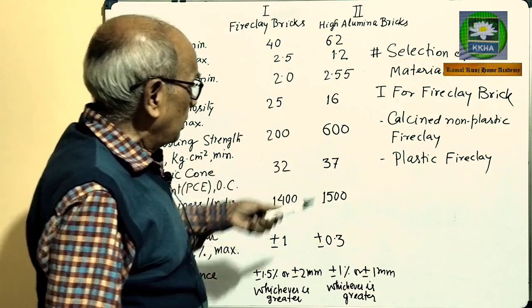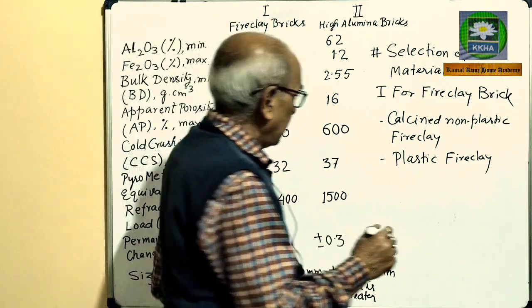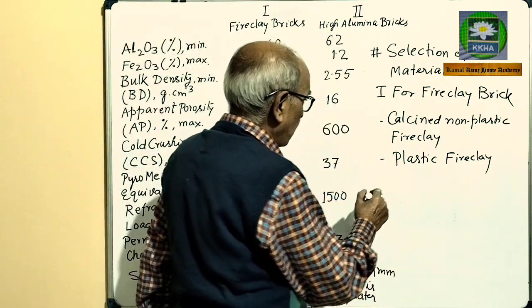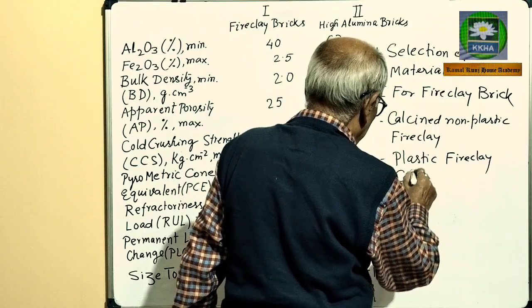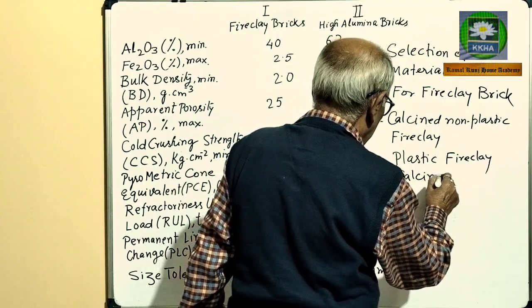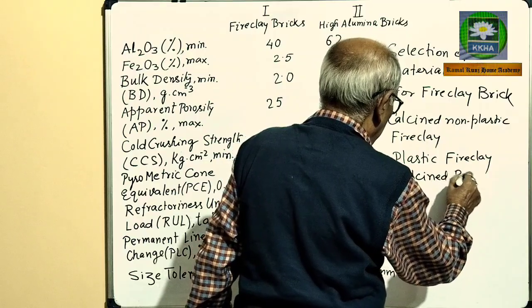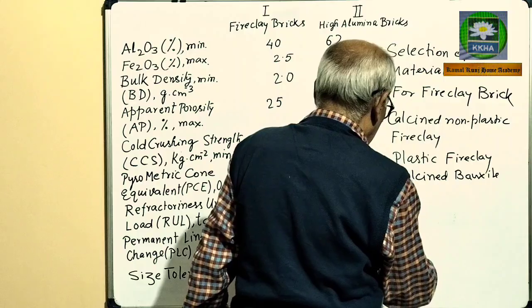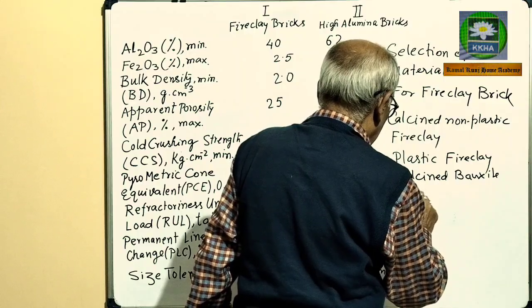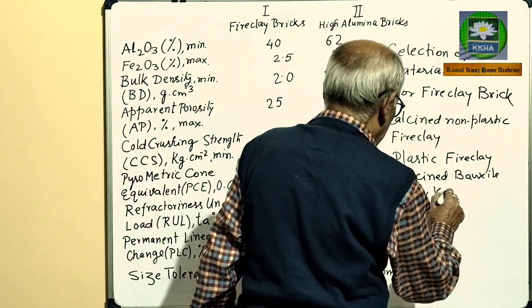So some amount of high alumina bearing material is also needed. So let us take calcined bauxite and raw kyanite.